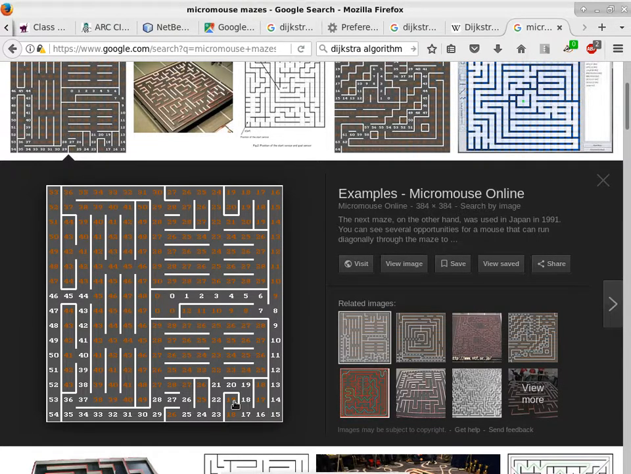But the configuration of the maze is not known to the robot prior to the competition. So the robot has to explore the maze while at the same time trying to figure out how to get to the center 4 cells as quickly as possible.